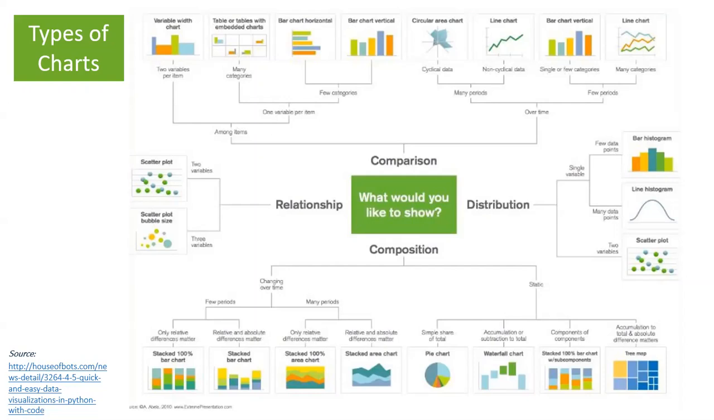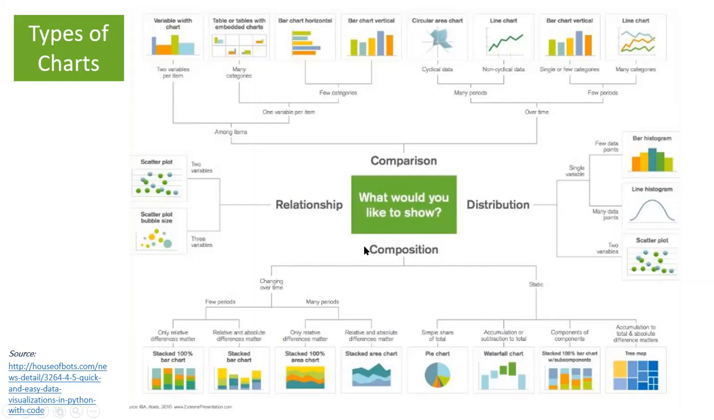I will really not dwell so much on this. I just mentioned a few more. So the other thing that perhaps you probably come across is distribution. When you're dealing with data that deals with distribution, there are different options. You can either use a bar histogram, line histogram, or a scatter plot.